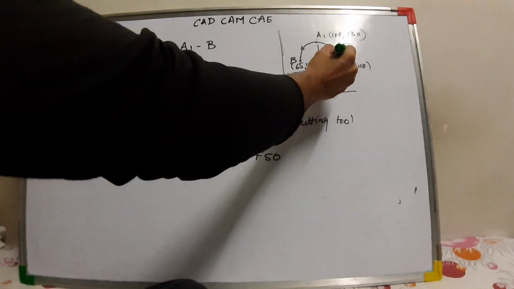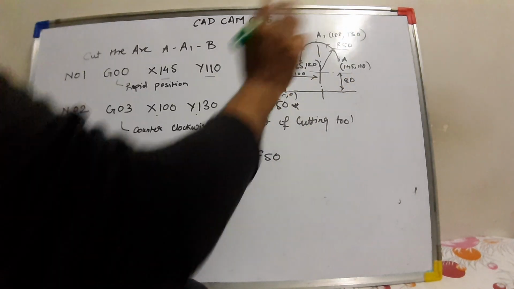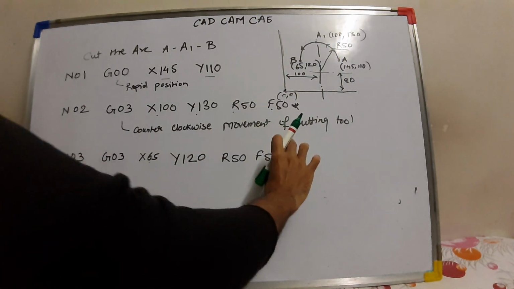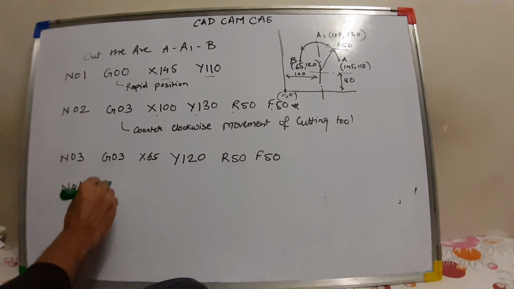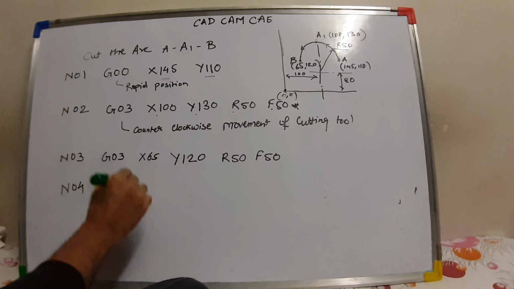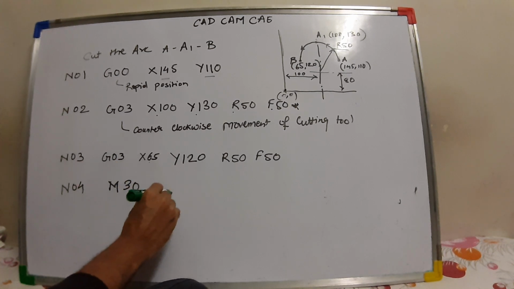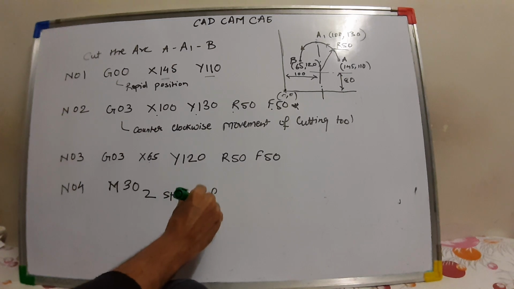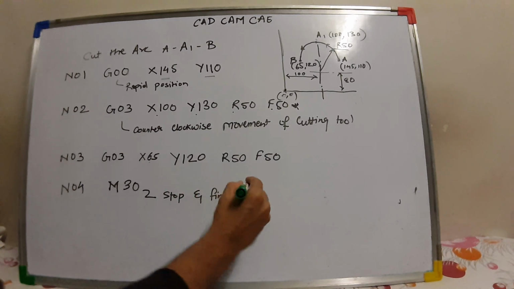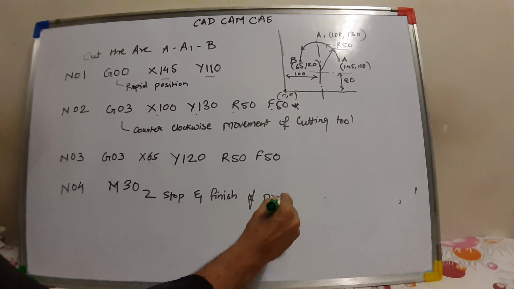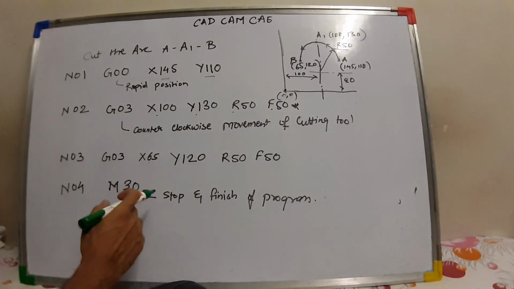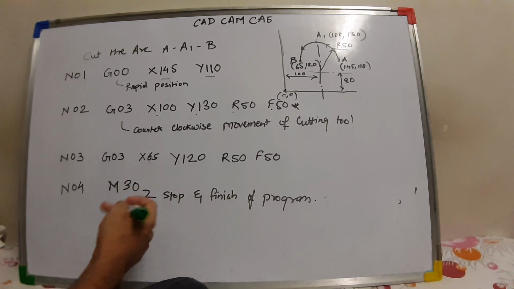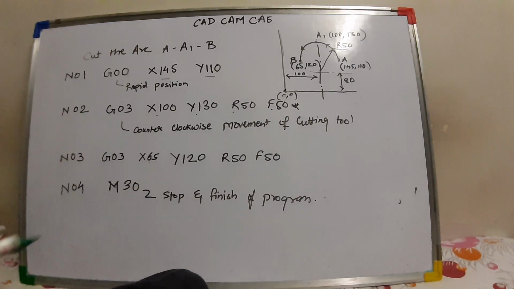And next, now our semicircle arc has been made. So we are done with the operation, and now next, N04, M30. The meaning of M30 is stop and finish of program. So this is a simple G code M code program, to start with, to make you guys understand how it exactly works.